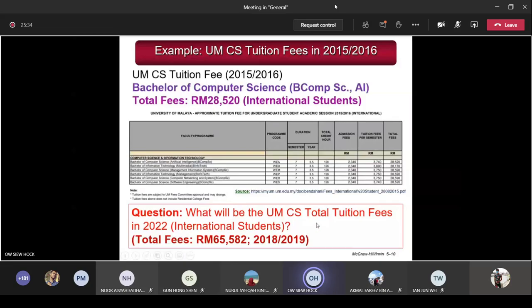So now the question, I'm asking you, try to estimate. What do you think would be the UM computer science total tuition fees in 2020 for international students? Now it's 2022, so in two years' time, what do you think the fee structure for international students will look like? The fee for 2018-2019 is 65,582, and for 2015-2016 it is about 28,520. So from now, in two years' time, what do you think the fee structure will be? How much will the total fees cost be?